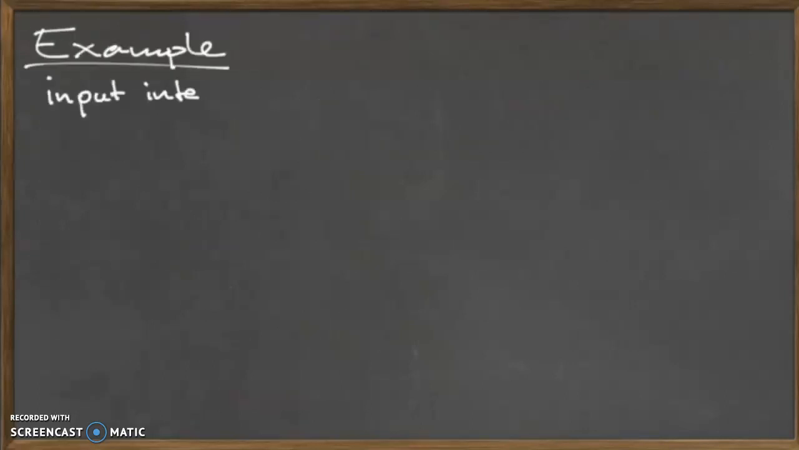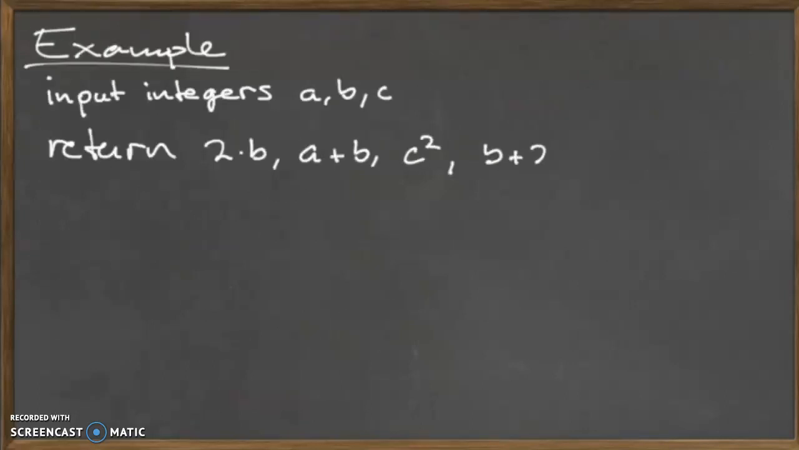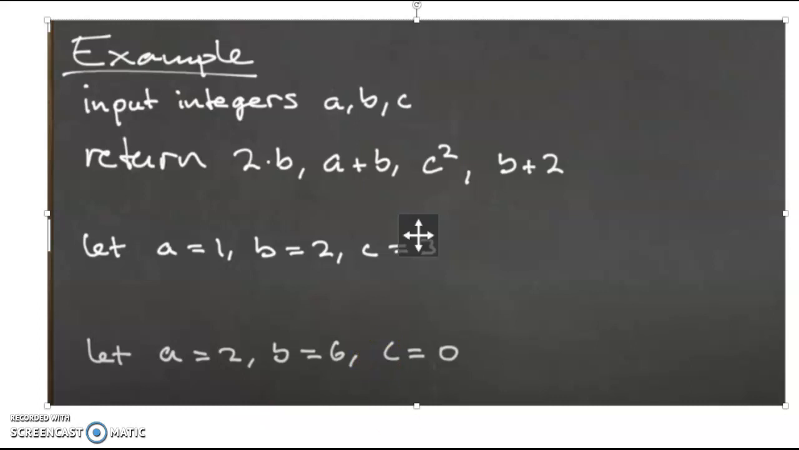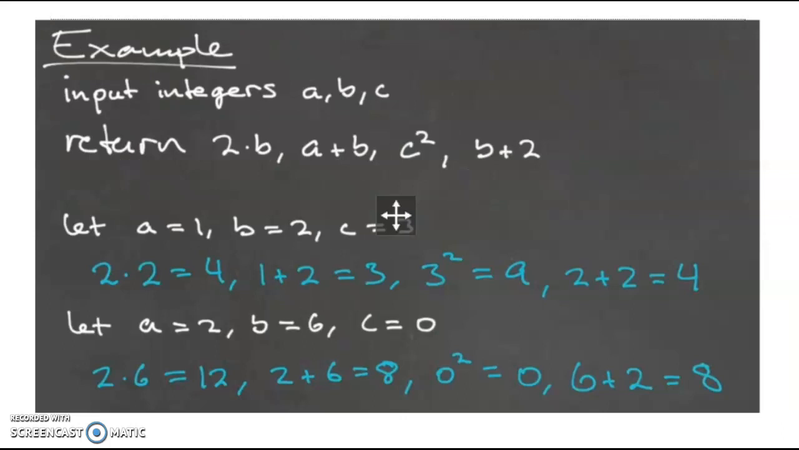Here's an example to try on your own. This algorithm accepts the integers a, b, and c as input and returns the numbers 2 times b, a plus b, c squared, and b plus 2 as outputs. Use the following values for a, b, and c and see if you come up with the same answers that we did. Okay, so here are those examples again. Hit pause on this video. See if you can solve the input. Now check your responses.